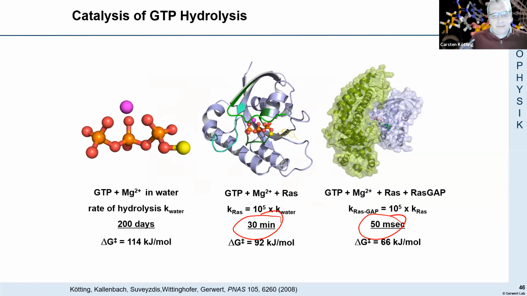Yeah, so 30 minutes is fast, but if you really want to switch something in the cell, it's still slow. And together with this GAP protein, you have a half-life of about 50 milliseconds. So that is a really fast reaction. And this is a reaction where we really want to have fast instruments like with time-resolved spectroscopy.